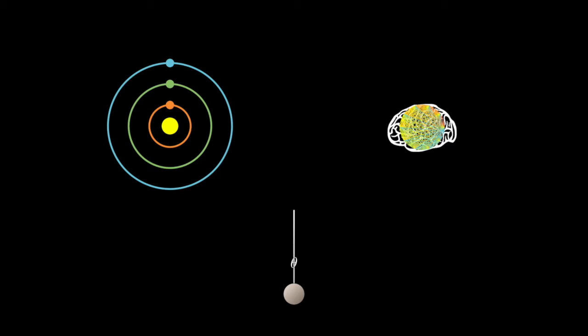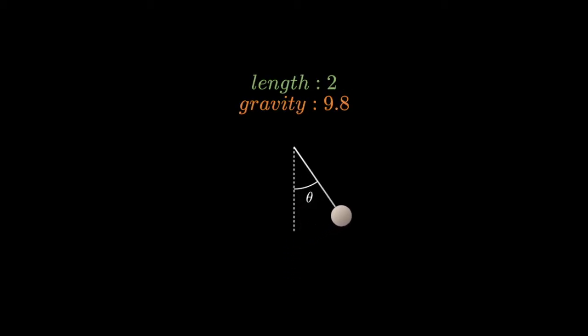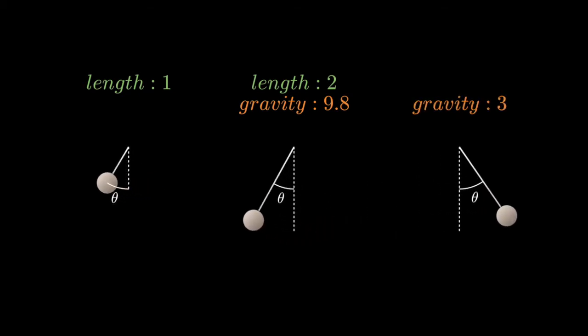For example, we can explain very well how the speed of a pendulum changes, so how it accelerates. All we have to know is the length of its string, how fast gravity is accelerating the pendulum downwards, and the position of the pendulum. A shorter string will lead to a faster acceleration, and a lower gravity force has the opposite effect.